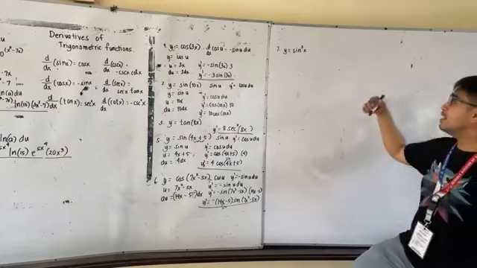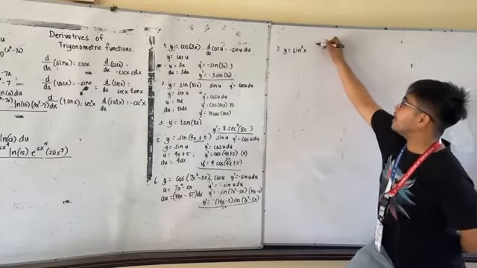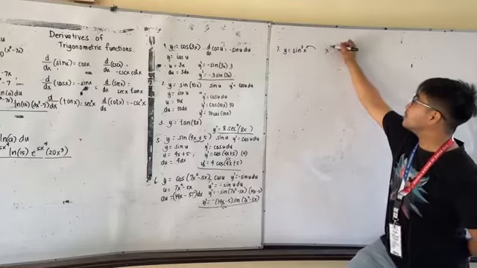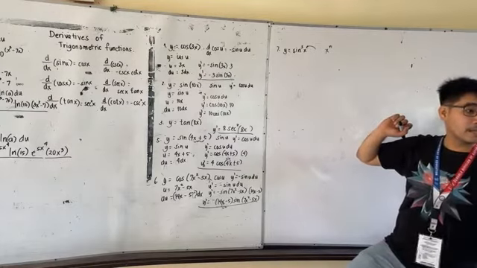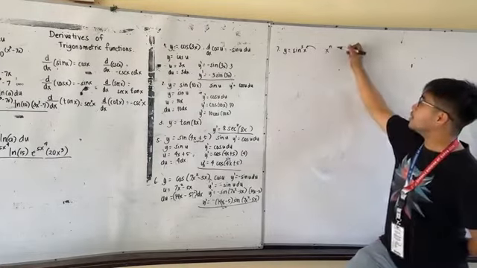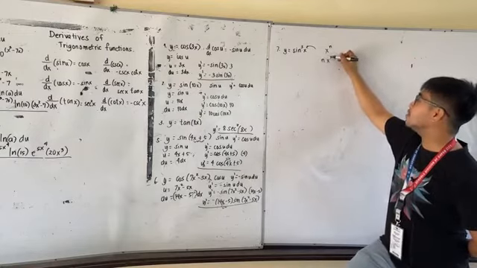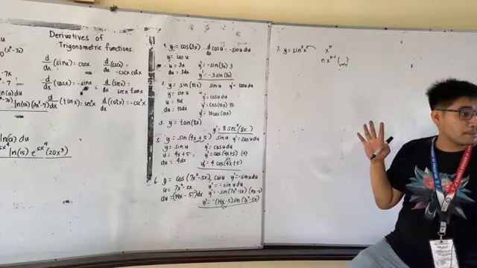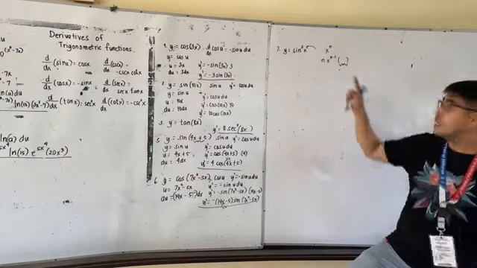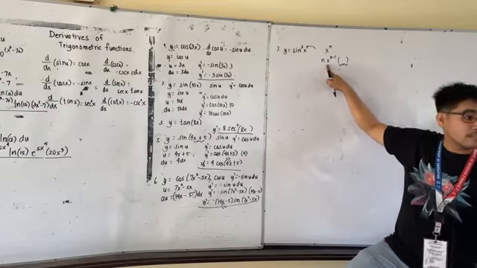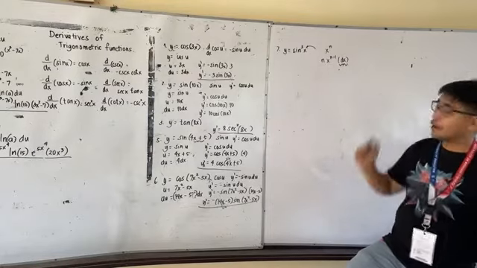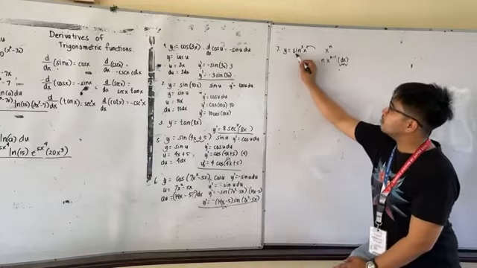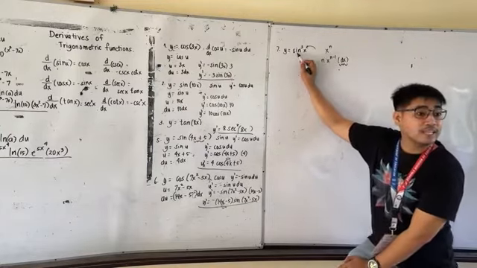So, ibig sabihin, if you are given this one, alalahanin mo muna yung power rule natin. Di ba yung power rule natin, that is x raised to n? Tama? Okay. Therefore, it becomes n times x raised to n minus 1. Pero meron ka pang kulang na dapat i-multiply dito. Ano dapat yung i-multiply doon na kulang? Derivative nung base. And that is dx. Are we clear?